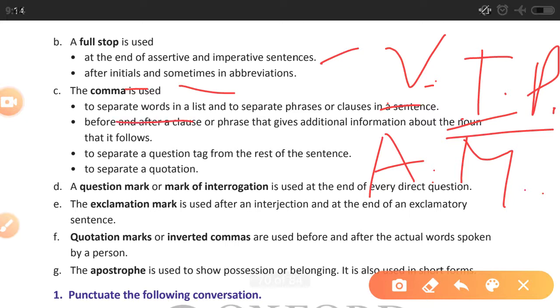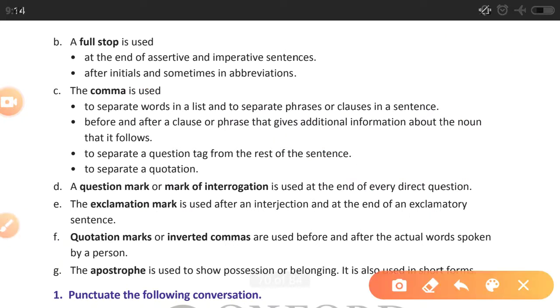The comma is used to separate words in a list, and to separate phrases or clauses in a sentence. For example, fruits: banana, apple, orange. To separate the words. Again, we can separate the clauses and the phrases with the help of commas to make it more meaningful. Before and after a clause. Also to separate a question tag from the rest of the sentence. We need to understand the question tag. We use it in a question tag. I'll discuss question tags later on. To separate a quotation, we use it to separate a quotation. Clear? So in this case we use a comma.